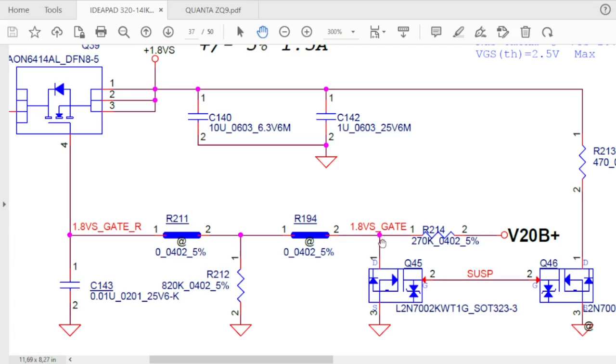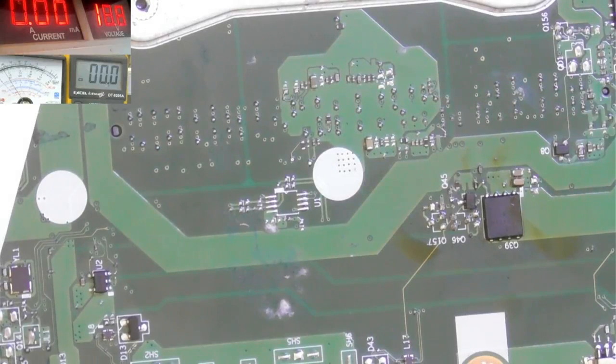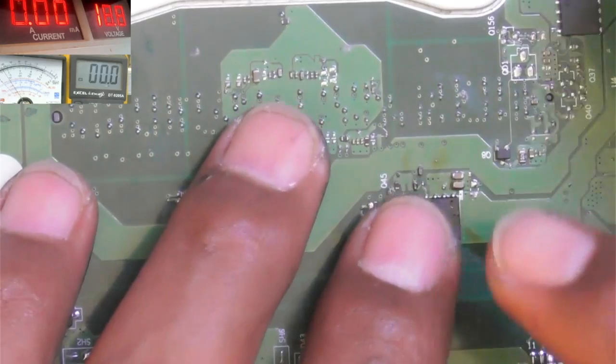This point gets the voltage of about 8 volt, 6, 7, 8 volt. This voltage is connected directly to this N-channel MOSFET. So this MOSFET will activate, and this point gets the voltage 1.8 volt, as you can see just now. So this 1.8 volt is now working well.